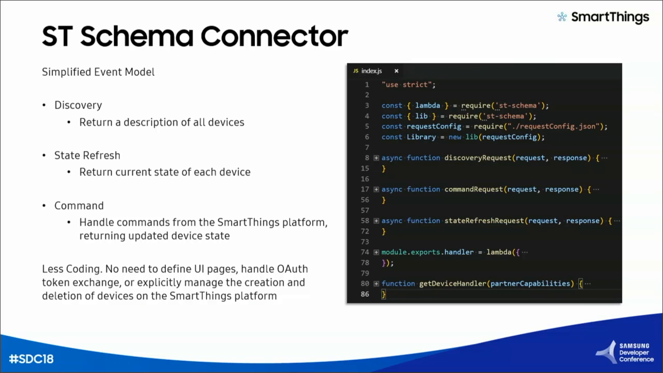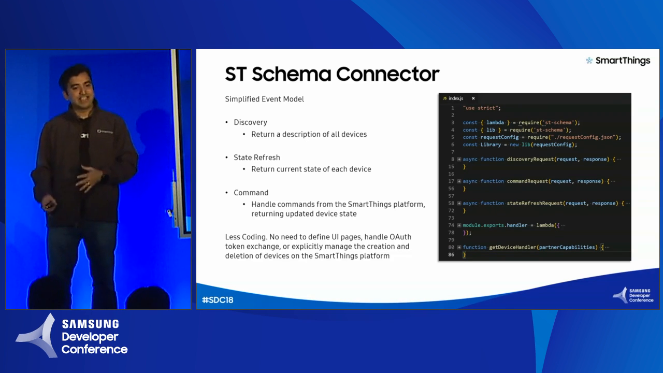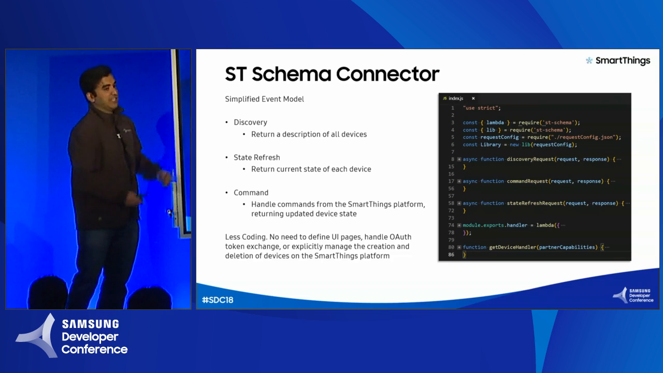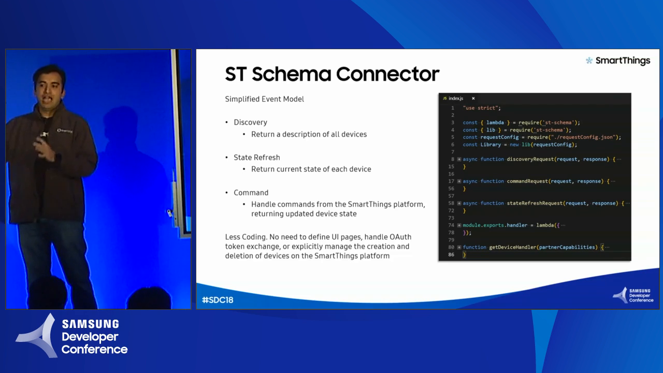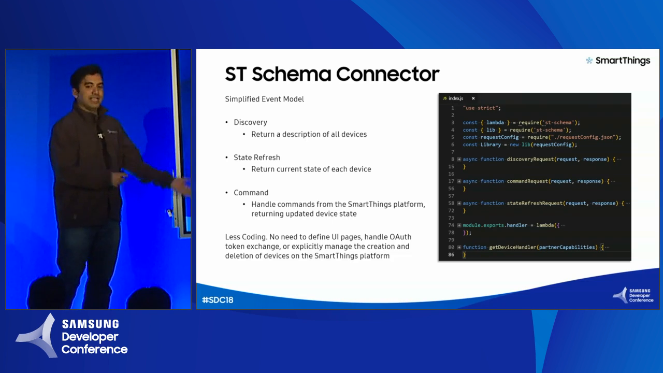A brief description that I gave in the previous session was what we've seen for most partners is as they've started to integrate with multiple IoT platforms, it's nothing more than a JSON transformation exercise where you have your own data model in some form of JSON, and you're trying to figure out how does SmartThings, Alexa, Google, what is their JSON format, and you're converting between one and the other.